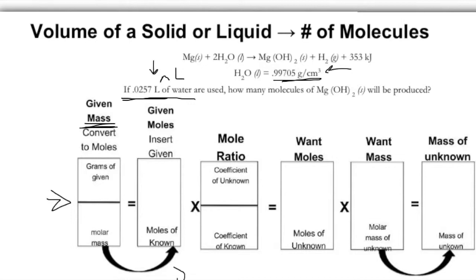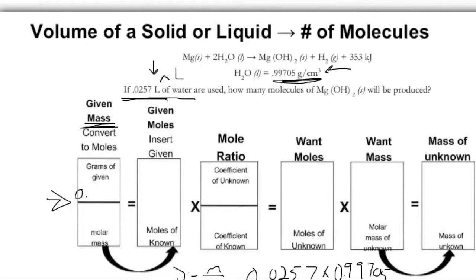So again, we're going back to the density equals mass over volume equation, and I want mass. So if I rearrange the equation, density times volume equals mass. So I've got the volume and I've got the density. Right, there's the density, there's the volume. So 0.0257 times 0.99705 equals the mass of 0.0256 grams. So that's where I'm going to start.